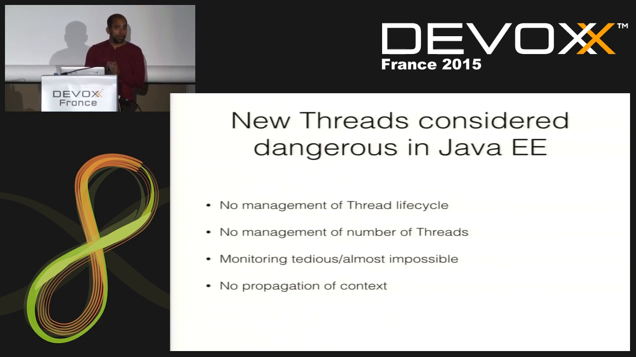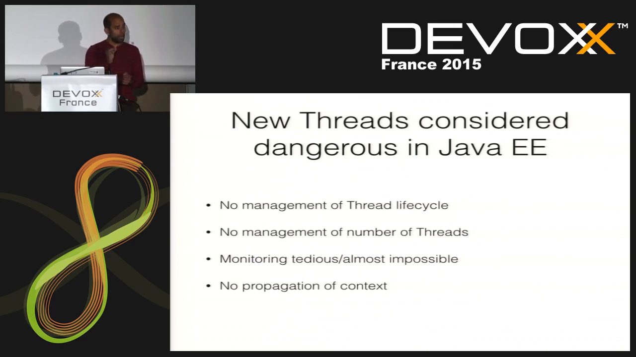But you can't create these threads in Java EE. The Java EE platform does not allow you to create threads, and the application server prohibits them. The reason is that Java EE is a managed environment. That means there's a Java EE container, which manages everything for you: the life cycle of components, applications, threads, context, which is not possible if you start creating your own threads. So essentially, there is no management of thread lifecycle or the number of threads. How do you configure the number of threads? How do you monitor across those multiple threads?